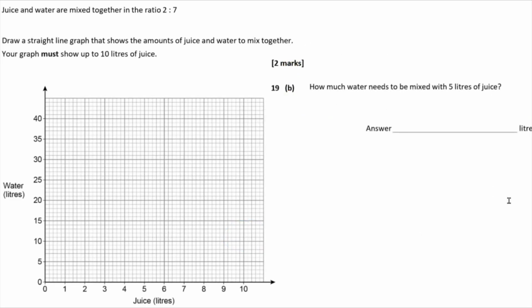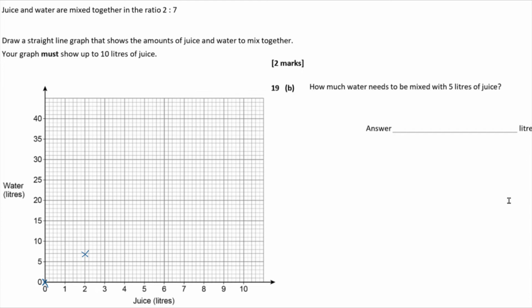Question 19, juice and water are mixed together in a ratio of 2 to 7, and part A wants us to draw a straight line graph that shows the amount of juice and water to mix together. Your graph must show up to 10 litres of juice. Right, so we know that for every 2 litres of juice, we need 7 litres of water. So I'm going to plot that as a point. So for 2 litres of juice, we need 7 litres of water. So that's going straight on as a point there. Now, obviously, for 0 litres of juice, we need 0 litres of water. So that's also a point.